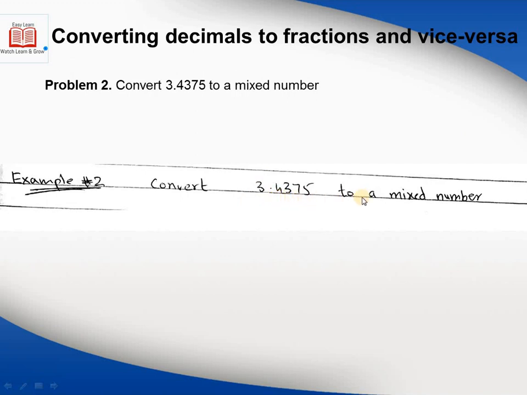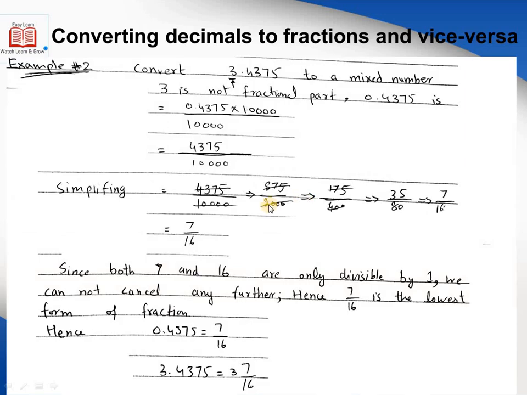Convert 3.4375 to a mixed number. This is the second case. In the previous example, we converted a decimal number to a proper fraction, but here we are going to convert a decimal to a mixed number. As I was saying in the previous example, this is not 0.4375, this is 3.4375, so 3 is not a fractional part. We are going to separate 3 from the fractional part, that is 0.4375.